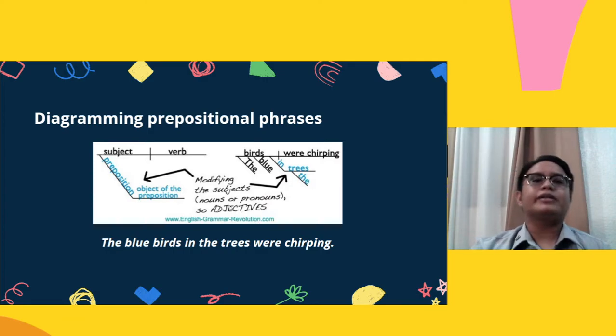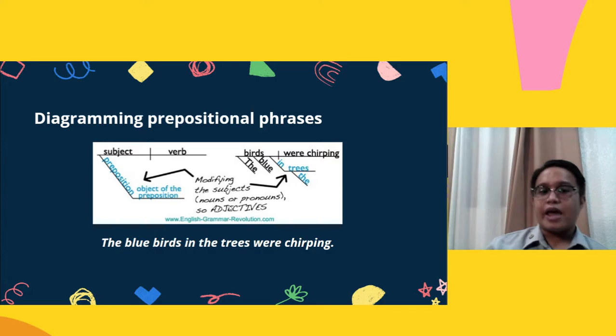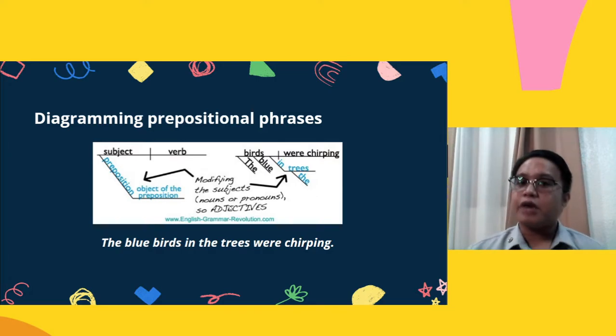So we have here the sentence, the bluebirds in the trees were chirping. Okay? So again, let's do the analysis. First, we are going to set off prepositional phrases in parentheses. And atong prepositional phrase here is in the trees. Very good. So that's 3 words, in the trees.